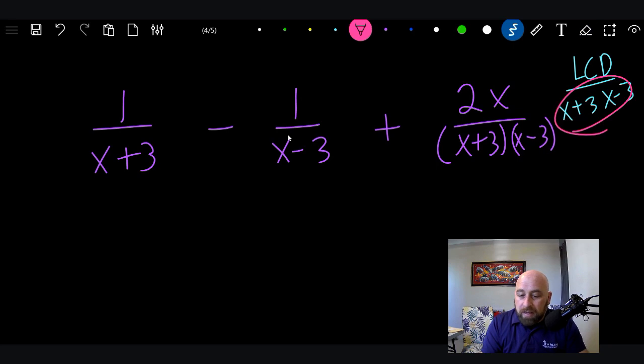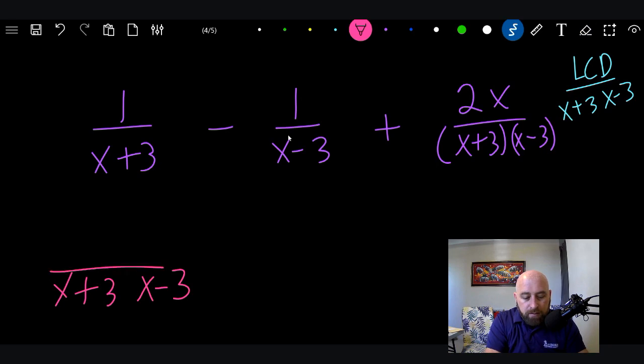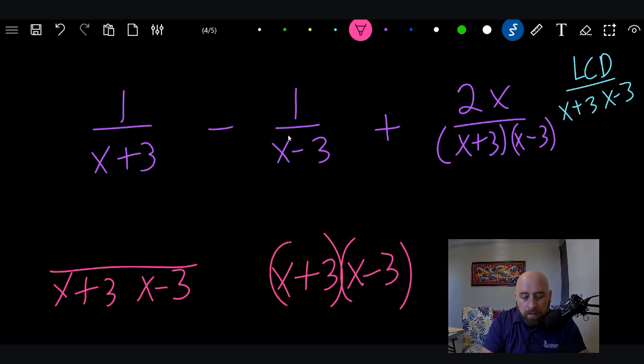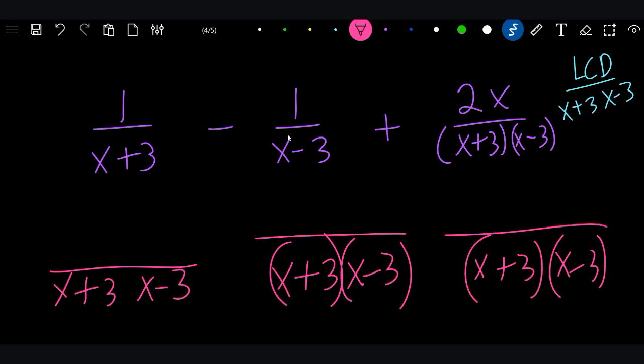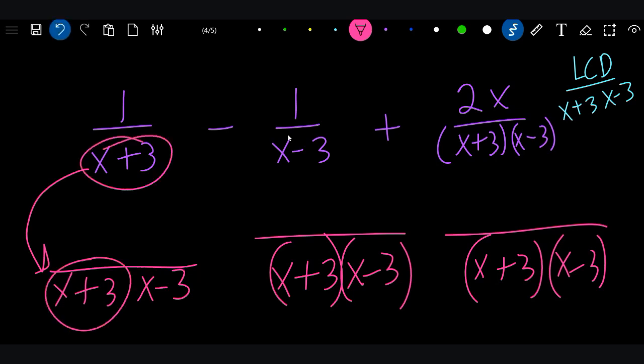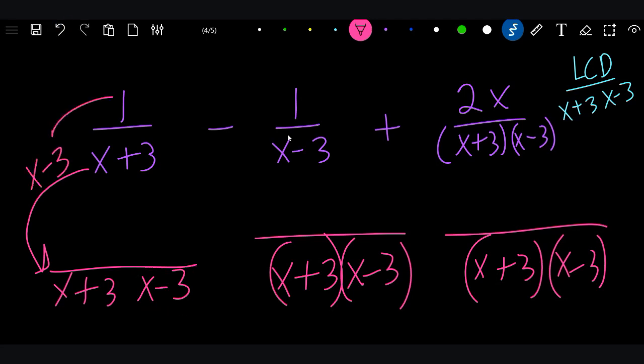All right, so I'm going to take my LCD, and I'm going to put it down here under each one, x plus 3, x minus 3, x plus 3, x minus 3, and under this one, x plus 3, x minus 3. These are all the denominators. And now we need to rewrite these in our LCD form. So what did I multiply by to get this LCD? The x plus 3 is there, so I had to multiply by the x minus 3. 1 times x minus 3 is x minus 3.